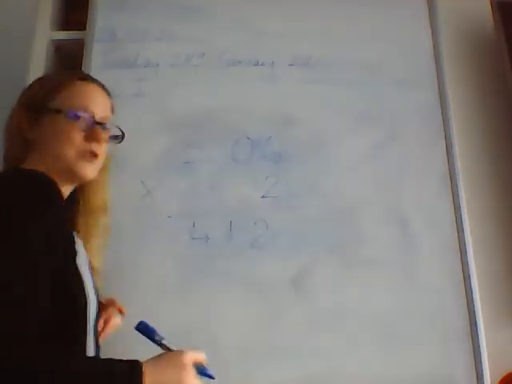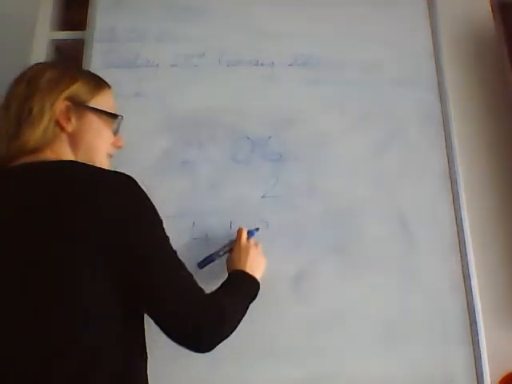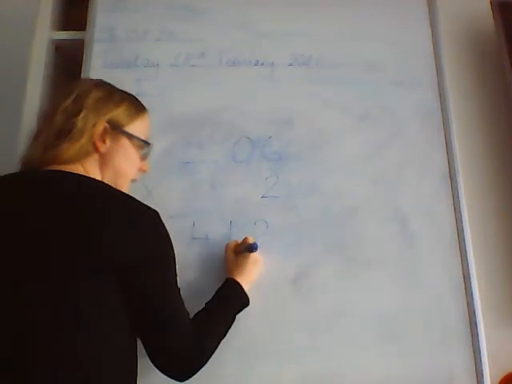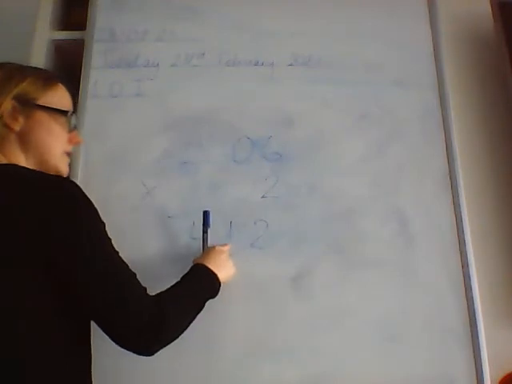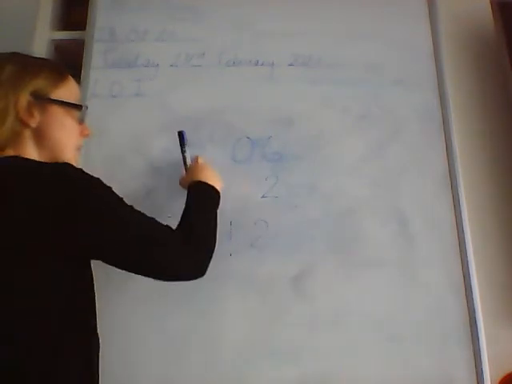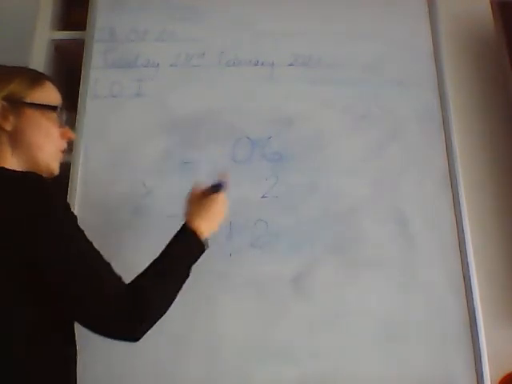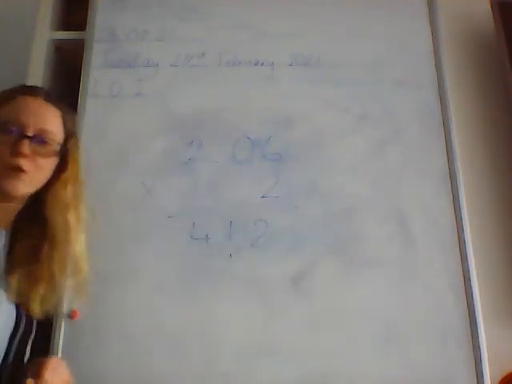Again, I'm going to start at the top. 2 times 6 is 12, so that 2 is in the right place, but I've carried there. 2 times 0 is 0. I've added the 1 to make 1. 2 times something is 4. Well, 2 times 2 is 4, so that's that one sorted.